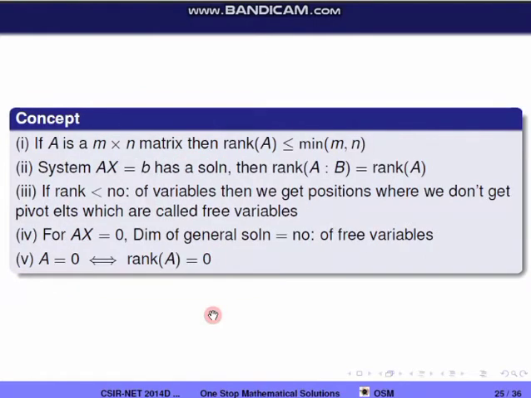We'll look into the concepts used. If A is an m cross n matrix, then rank of A is less than or equal to the minimum of m comma n. If the system Ax equal to B has a solution, then rank of A augmented with B is equal to rank of A. If rank is less than the number of variables, then we get positions where we do not get the pivot elements, which are called the free variables. For Ax equal to 0, the dimension of the general solution is equal to the number of free variables. A equal to 0 if and only if the rank of A is equal to 0. So now we'll move on to the question.